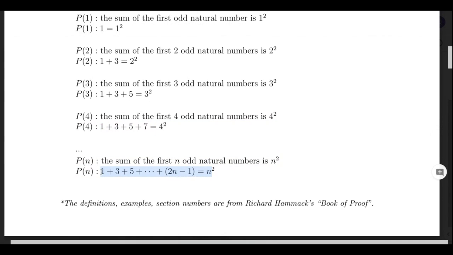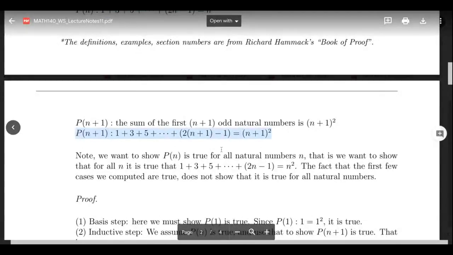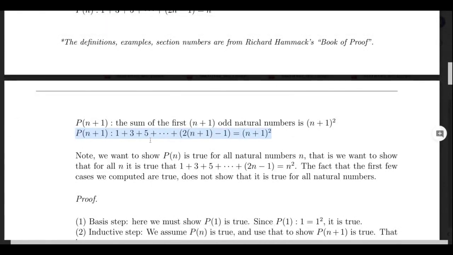So we assume this is true. We assume 1 plus 3 plus 5 up to 2n minus 1 equals n squared. Then we use this to prove for P of n plus 1. So P of n plus 1, we read it out. So we want to prove this. P of n plus 1 means 1 plus 3 plus 5, so on and so forth, up to 2 times n plus 1. Because we're adding n plus 1 odd natural numbers. And we want to show that equals to n plus 1 squared.